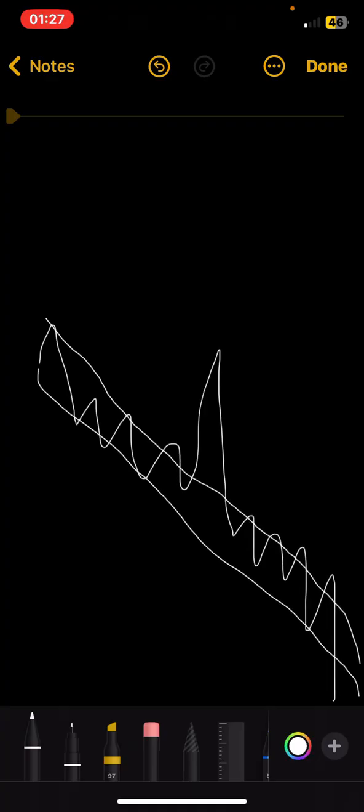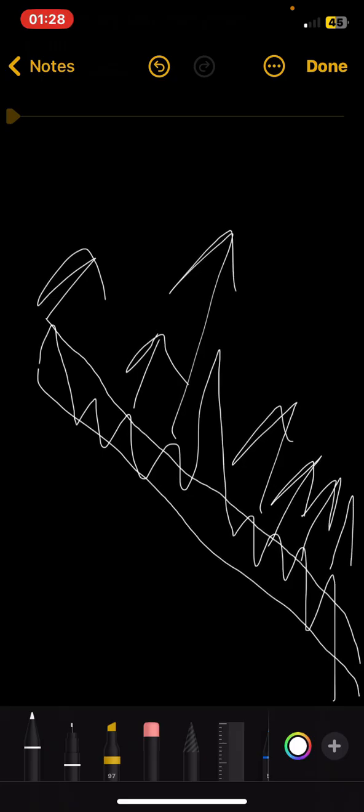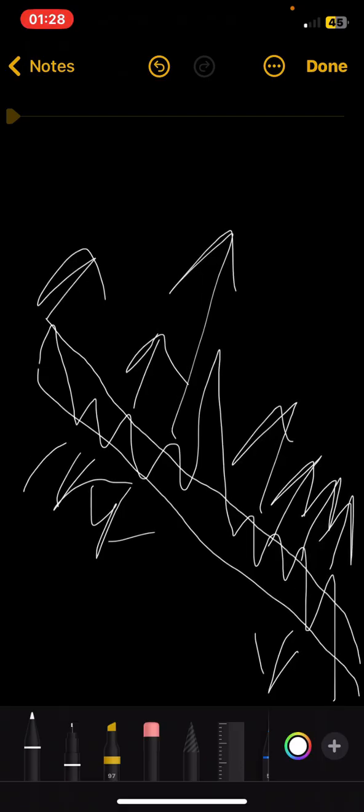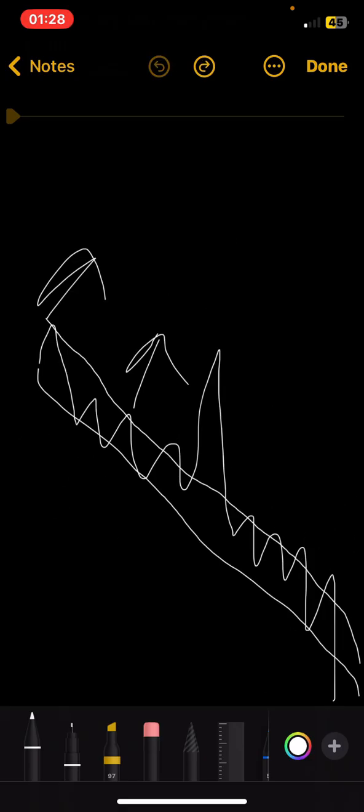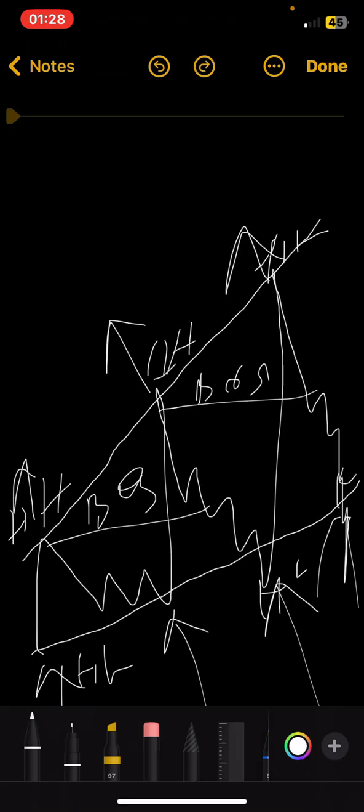You see how the market touched here, it touched here. Just observe it very well. It touched here, here, here, here, and here. The same thing, it touched here, here, here, and also here. This is how you identify these zones perfectly when trading. This is how you get it perfectly when trading.